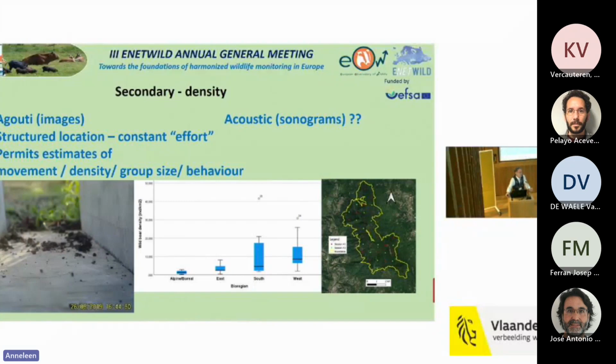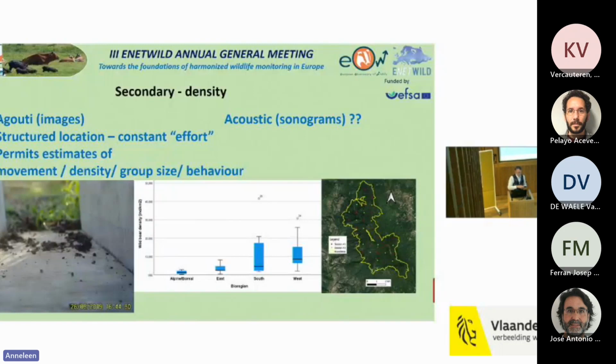You can also look at systematic data in terms of collecting lots of it, as we've demonstrated on the right. You can calculate which locations you want to put it at, so you can structure your locations. So this permits estimates of movement rate, density, group size, behavior. So you can see the results we've been generating here, looking at wild boar density in different regions.